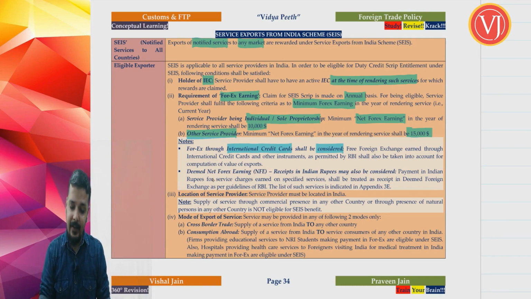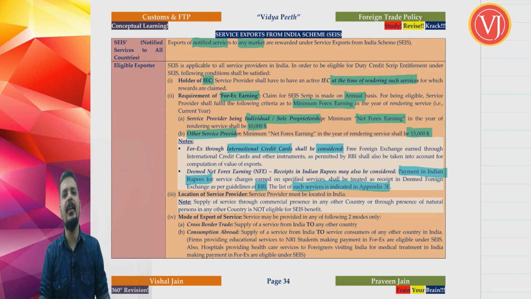And in certain special cases, payment in Indian rupees will be allowed only in certain cases prescribed by RBI. One such example we have discussed is export of services to Nepal, Bhutan, and the list of such services is indicated in Appendix 3, which is not given for your exams. So you have an Appendix 3E in your foreign trade policy, rather in your handbook of procedures, volume 1.